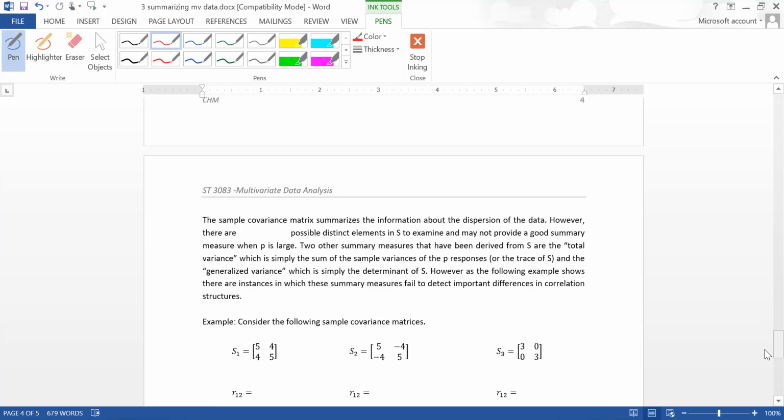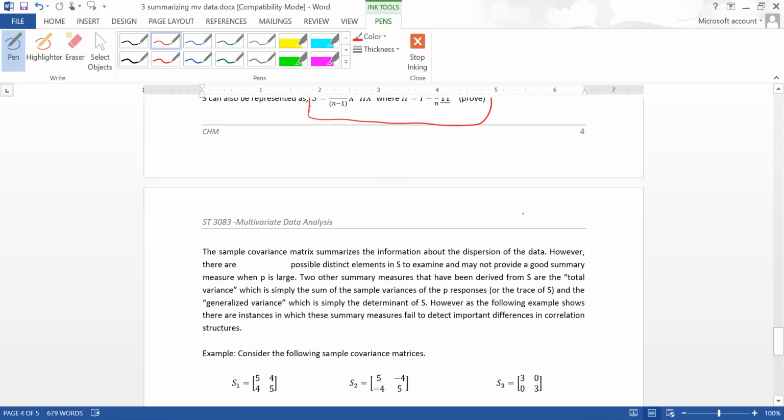So I'm asking now, how many distinct values in S? So you know S is a P by P matrix. You have S11 up to SPP along the diagonal. S12 up to S1P here. S21 up to S2P here. And S21 up to SP1. Sorry.